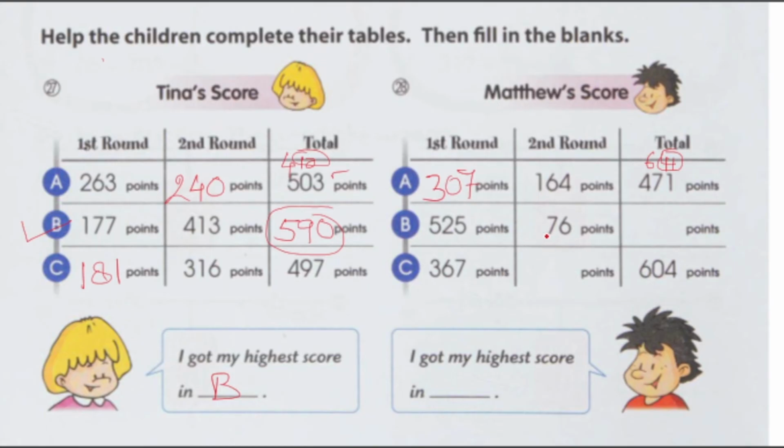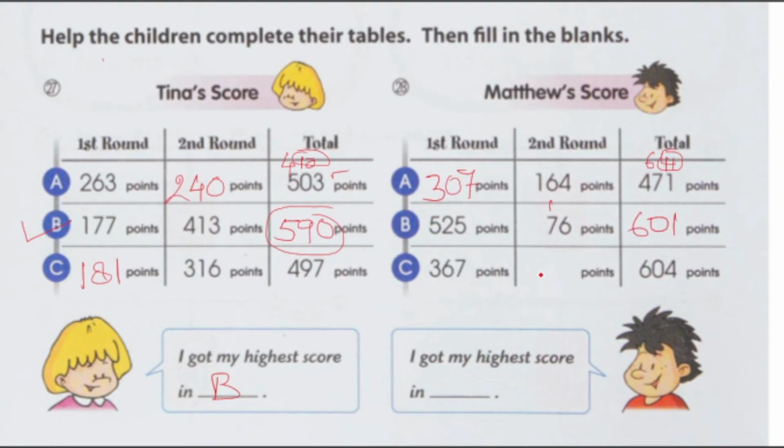Now in this case, add these two numbers to find this one. So 6 plus 5, 11, carry 1. So 7 plus 1, 8 plus 2, 10. Carried 1. 5 plus 1, 6.